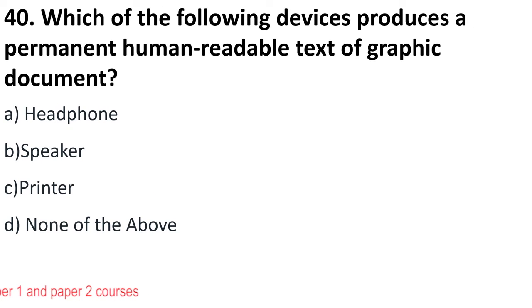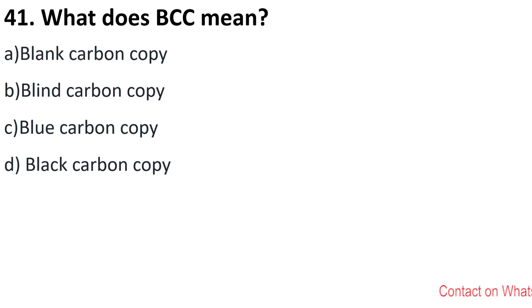Next is, which of the following devices produces a permanent human readable text or graphic document? The right answer to this question is option C, printer. See, human readable means that we can read. Okay, text is the printed copy that comes out of a printer, and a graphical document could be an image, it could be a simple text. So the device that produces this hard copy of your document is called a printer. Okay, headphone is an output device. Also, all these are output devices, but human readable text is generated by a printer.